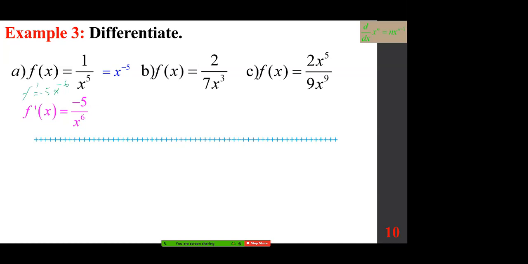I want to do part B, and I want to use the power rule, so I'm going to rewrite it first. I hope nobody has any problem with the algebra. And so now f prime becomes 2/7 times -3 x to the power of, now subtract 1 from -3, x to the power of -4. I'm done with algebra. I rewrite it, and here's my algebraic step again.